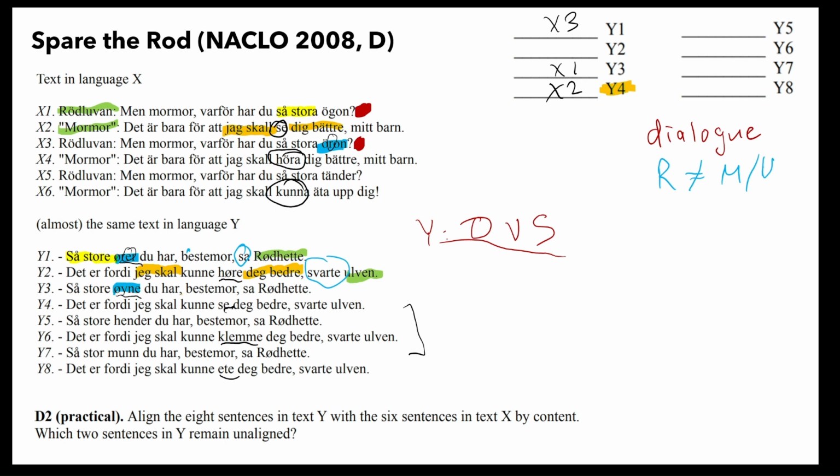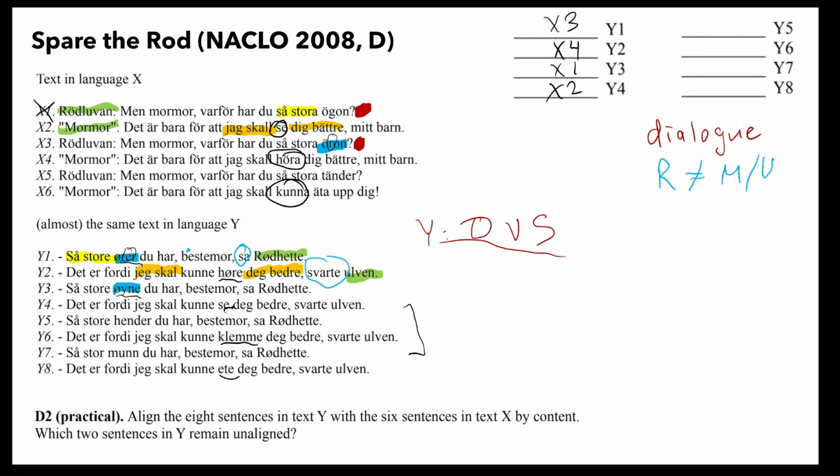Next, what do we have? Let's see. Ora, ore, that matches up. Y2 and X4. So, there we go. We've got half of the Y sentences matched up. Okay. Let's cross off what we've got already.